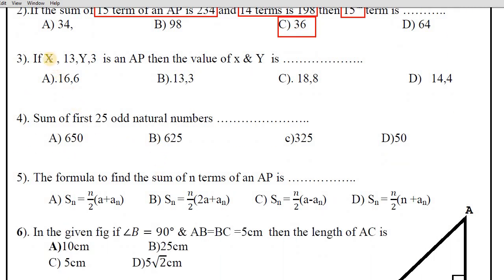Question number 3. If x, 13, y, 3 is an AP, then find the values of x and y. So very simple problem, children. Here they have given an AP and are asking to find the values of x and y. So for that, first concentrate on these three terms, children. So 13, y and 3. So find D generally for this.